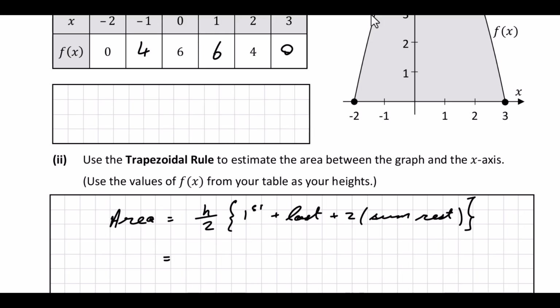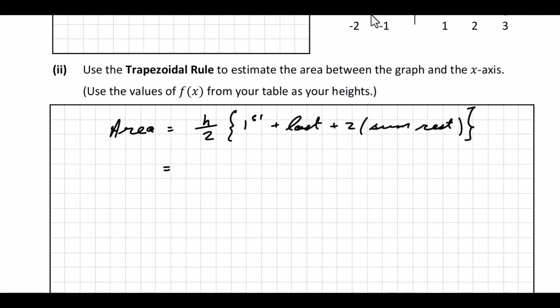In other words, it's this distance here. So we can see it's 1 the whole way across. Each width here is 1. So there's only one h, so we can just put in one value. So the width here is from minus 2 to minus 1 is 1, from minus 1 to 0 is 1, from 0 to 1 is 1, and so on. So our h is 1, so that's 1 over 2.